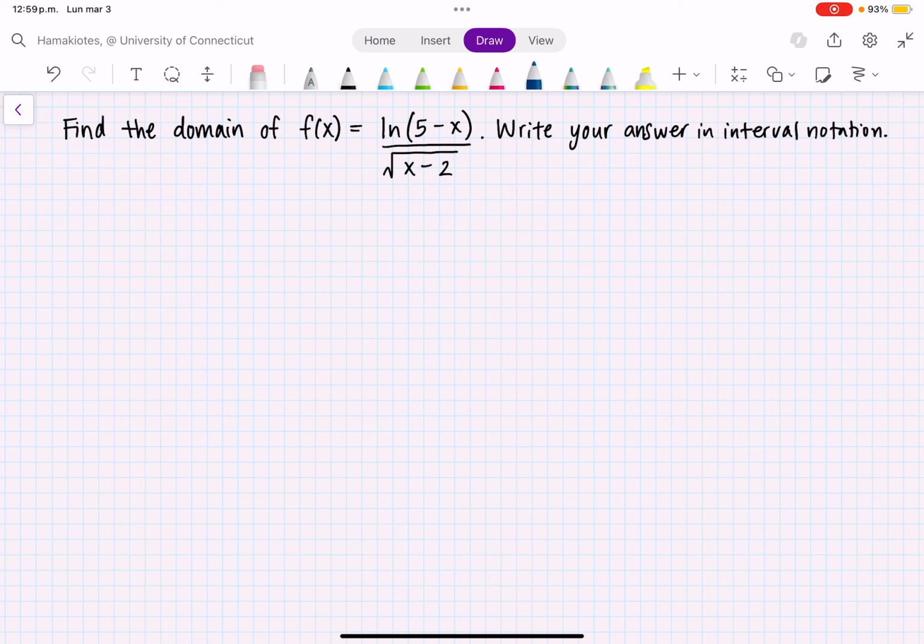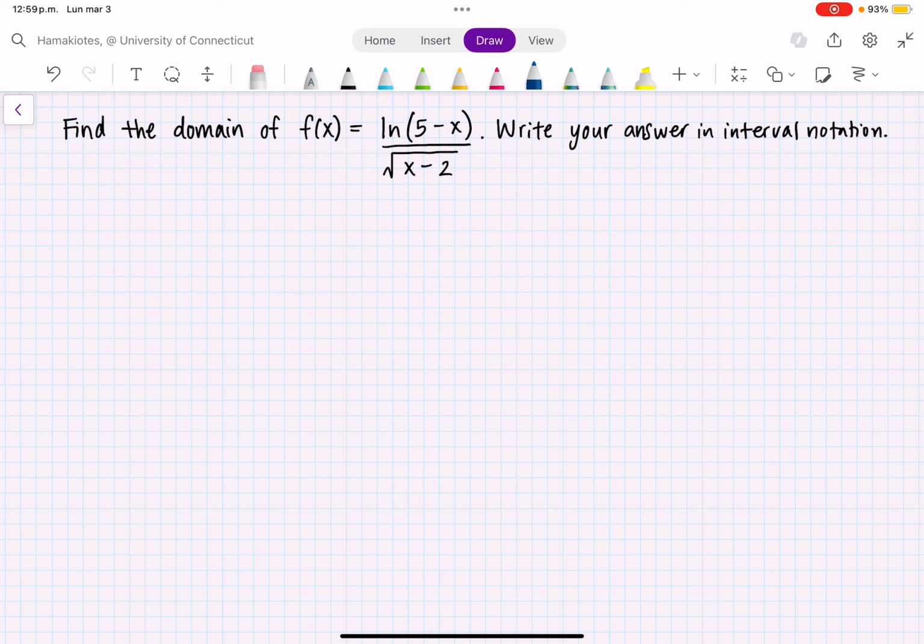The first constraint is that we know that the input of the natural log must be positive. So in other words, we know that 5 minus x has to be greater than 0. So if we add x to both sides, this tells us that 5 is greater than x.